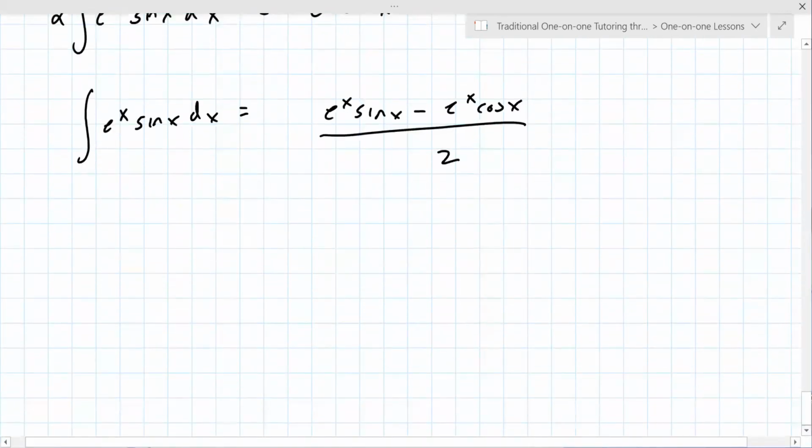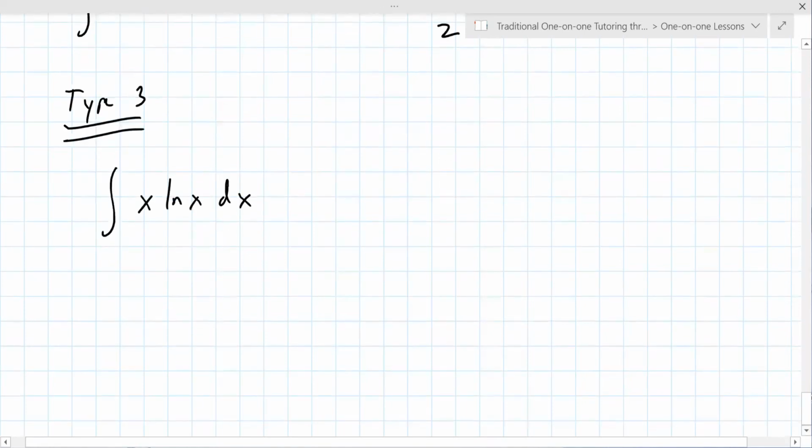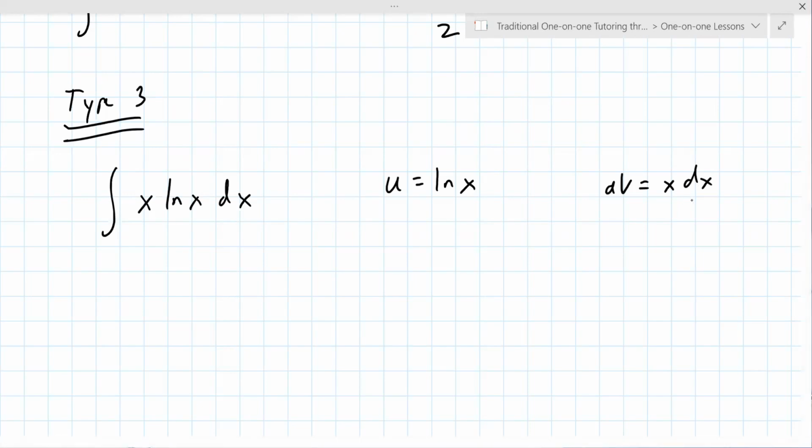So the next type here, this is type 3. Let's do the integral of x natural log of x dx. This time you normally think that u should be x, but it's not. It's natural log x, and dv is x dx. The dv always has to go with a dx.